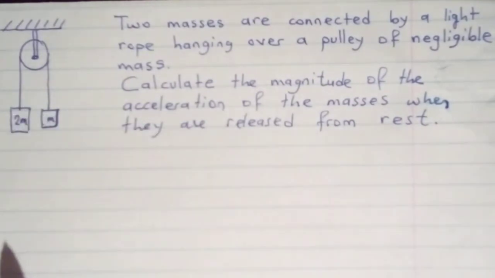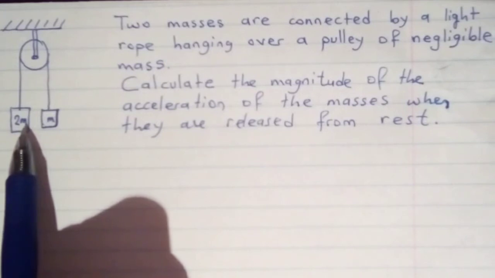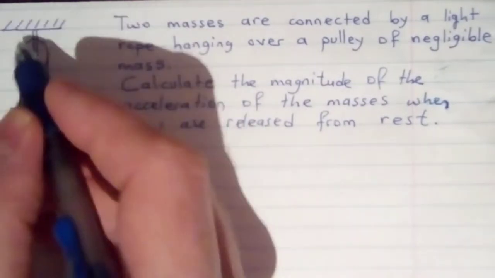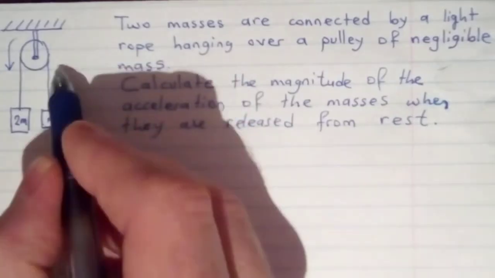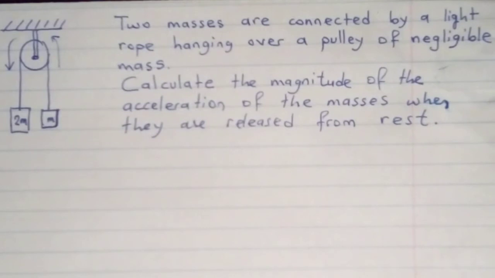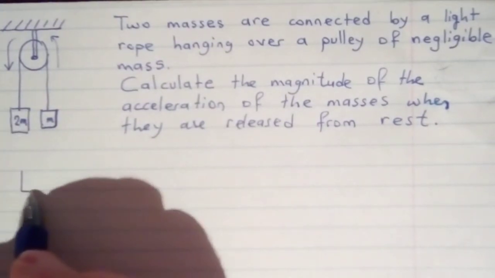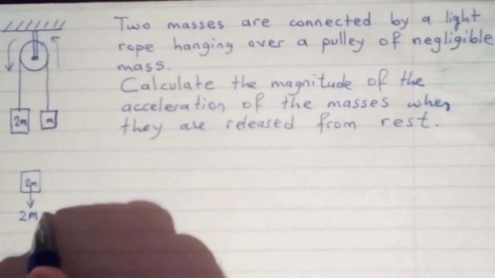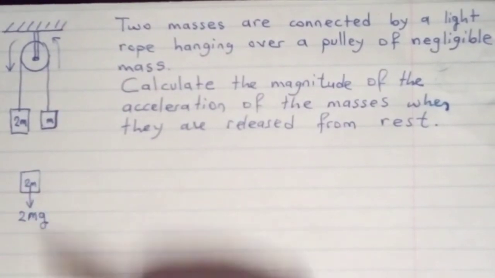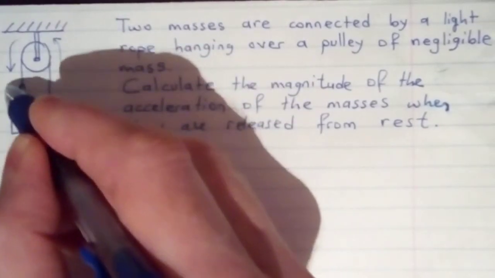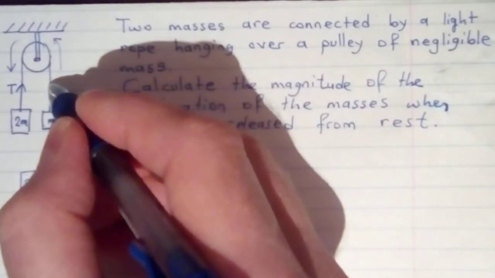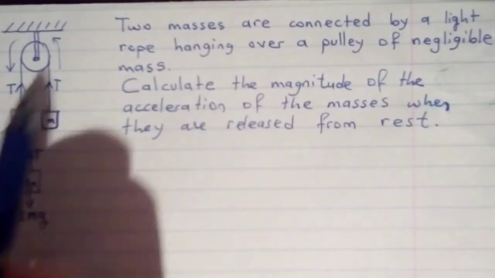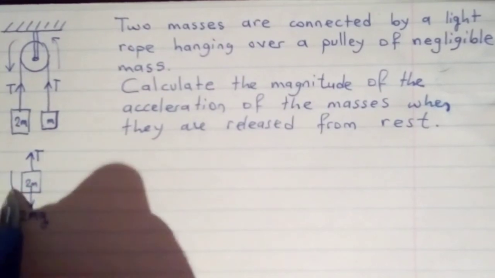So we know that 2m is going to win, so the rotation is going to be counterclockwise, in this direction. Based on this, for 2m, the weight is 2 times m times g, where g is the acceleration due to gravity, and there is also a tension force T like this. We know it's a counterclockwise rotation, that means the acceleration is downward.